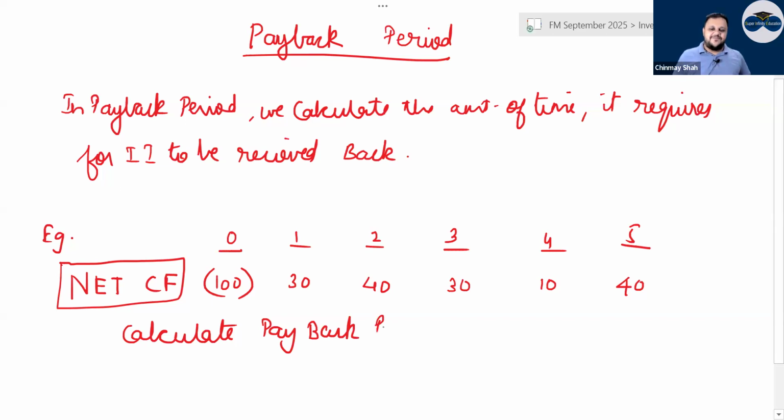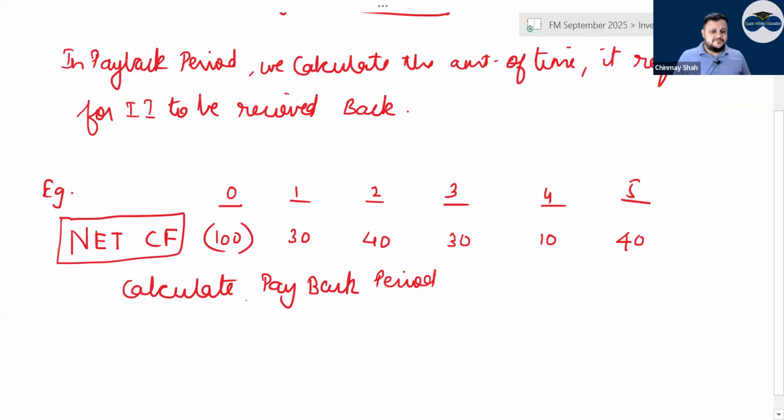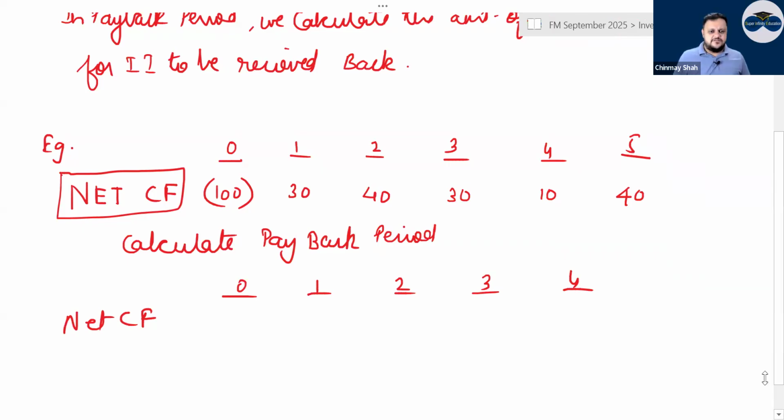So, calculate payback period. Sir, we know 3 years. You know 3 years, I know 3 years, correct? But there has to be some kind of method to do it, right? Not a formula, madam, it is a method, not a formula, correct? Net cash flow will come: negative 100, 30, 40, 30, 10 and in the 5th year 40.